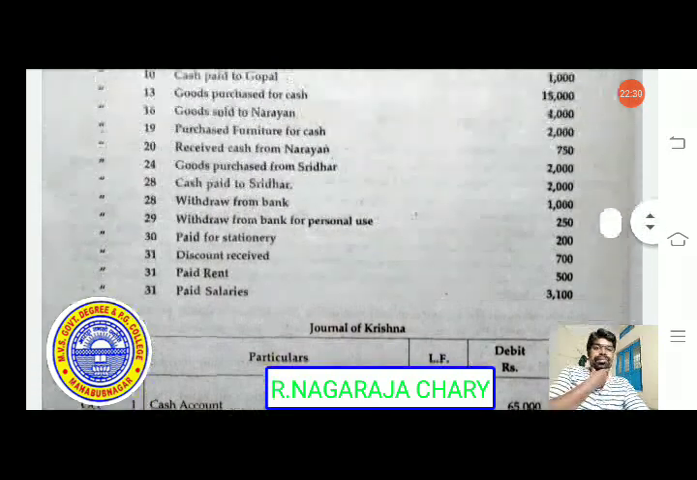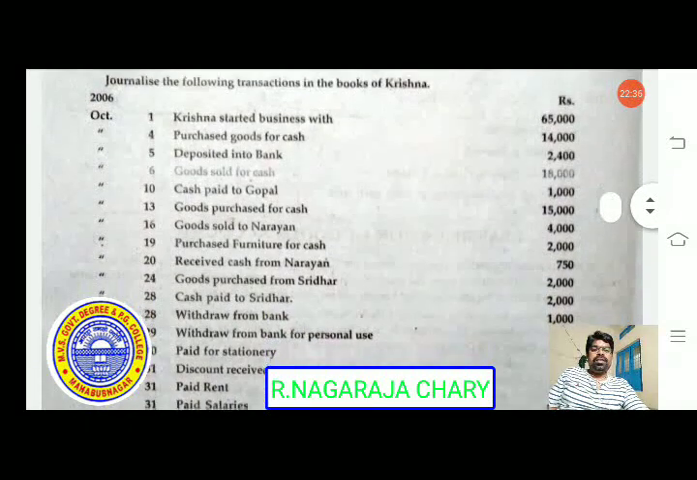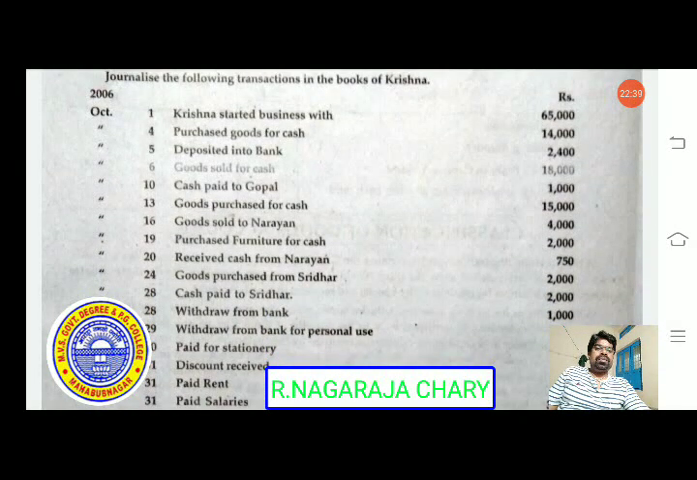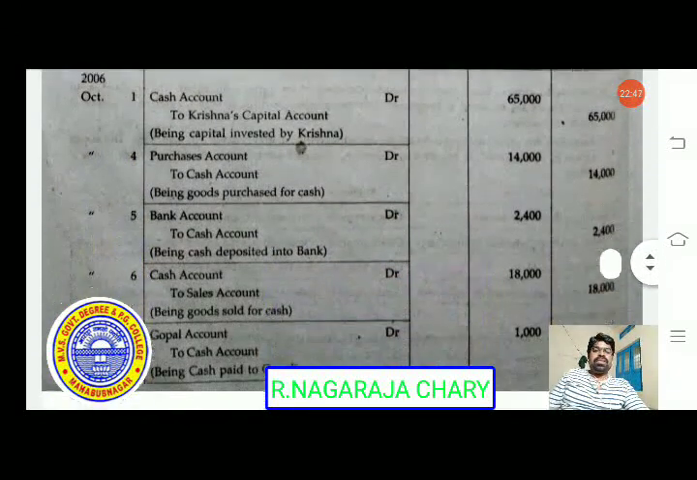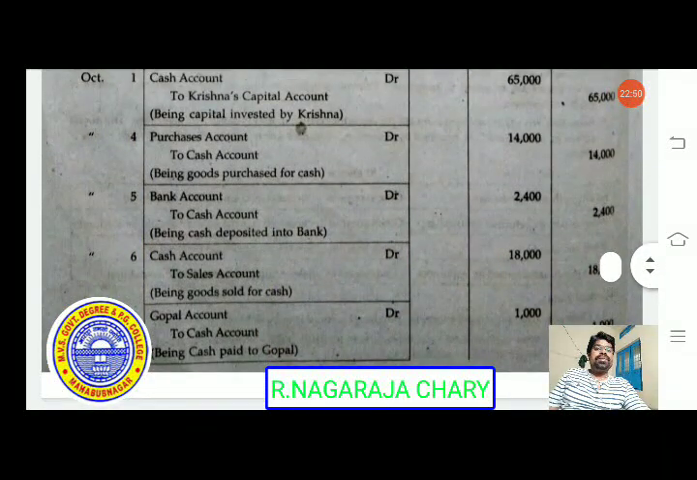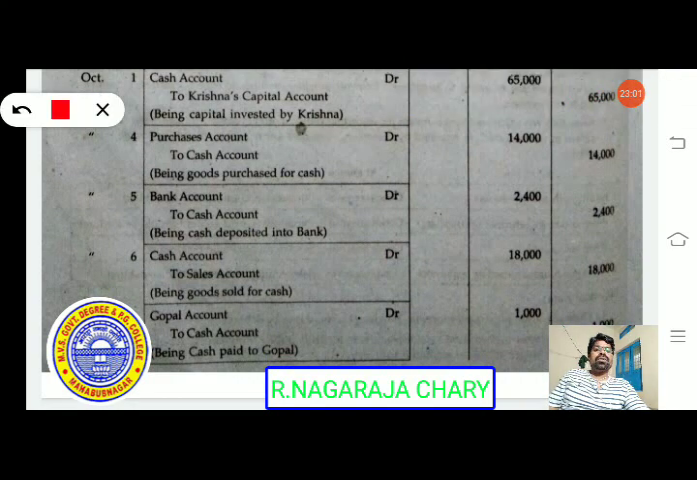So, next transaction is goods purchased for cash, that is 14,000 rupees. Here 14,000 rupees worth of goods are purchased. When we are purchasing goods, that is an expenditure. So, 14,000 rupees is an expenditure, and that is why this 14,000 is to be debited. Why? Because according to nominal accounts, debit all the expenses and losses, credit all the incomes and gains.